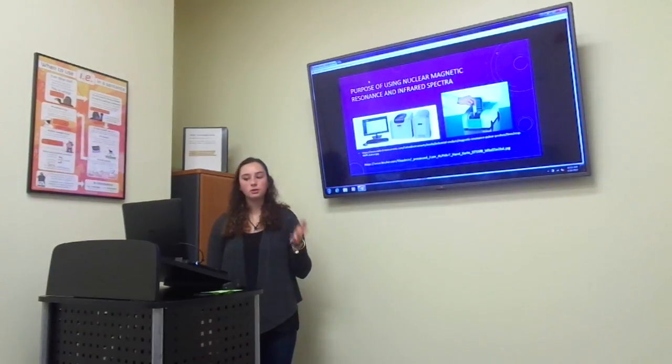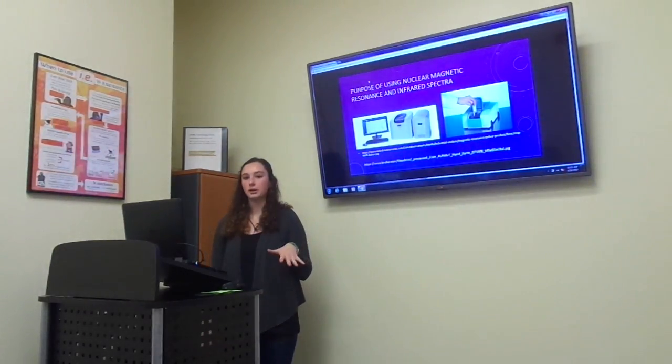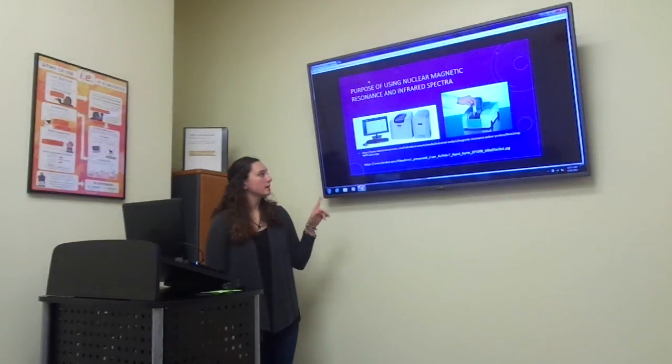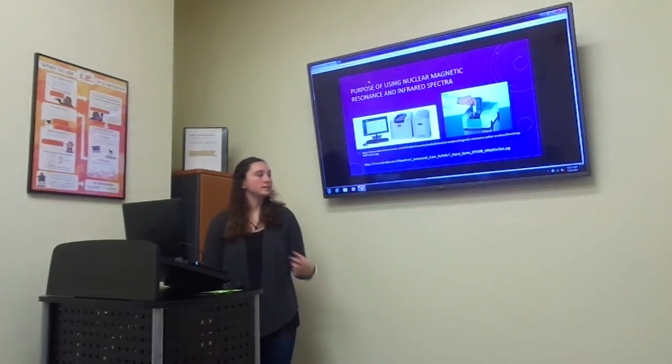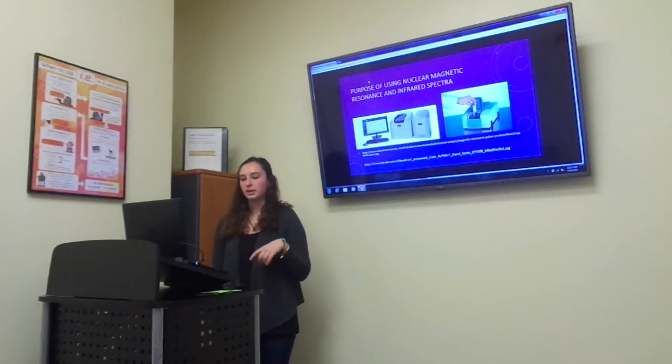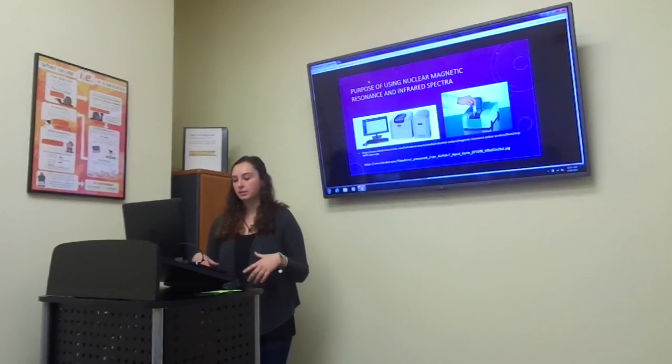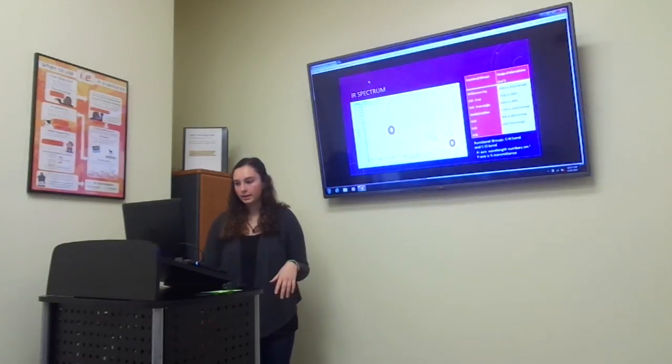We're going to use nuclear magnetic resonance and infrared spectra. So the first picture is the nuclear magnetic resonance machine, and the second is the infrared spectrum machine, where you take samples of your compound, you put them in each machine, and they give you a graph. And you can use the graph to determine what your unknown compound is.